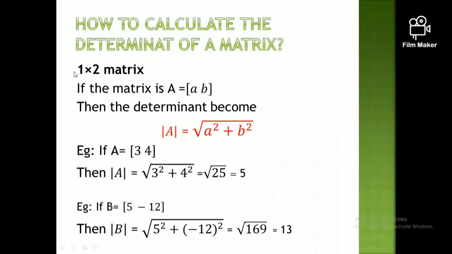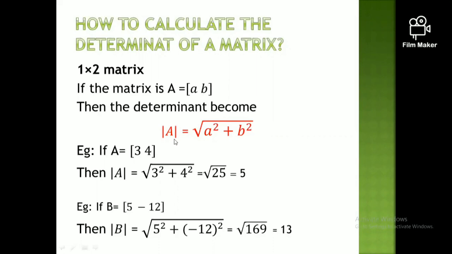Let's move up to the next level of matrix. It's a matrix with order 1 by 2. That means there is 1 row and 2 columns, as shown over here. If the matrix A is [a b] as shown over here, the determinant or the magnitude you can calculate by the formula: square root of a squared plus b squared. Take the square of the first number plus the square of the second number, add them, and find the square root of it.